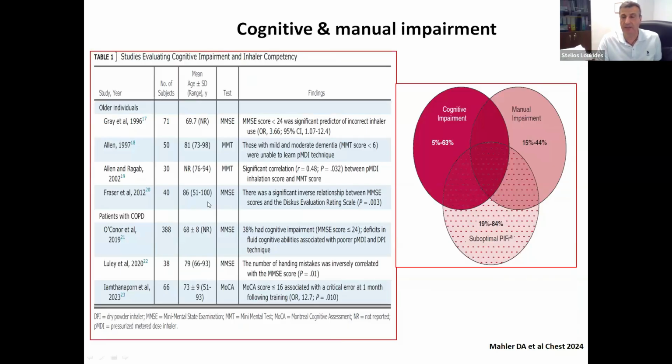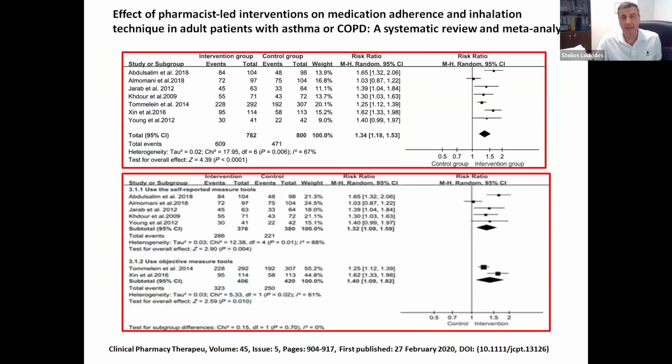And you can clearly see in this study, which is actually a prospective study from CHEST 1 year ago, that there are many findings which are mainly attributed to cognitive impairment, to manual impairment, and of course, to suboptimal peak expiratory flow rate. So it's quite important to consider these two factors when you select an inhaler device.